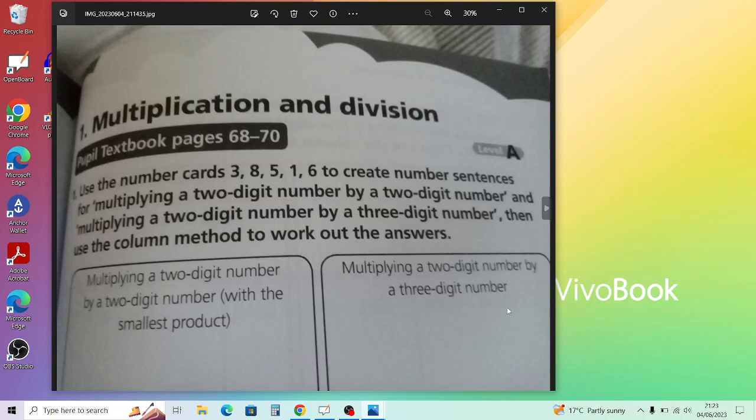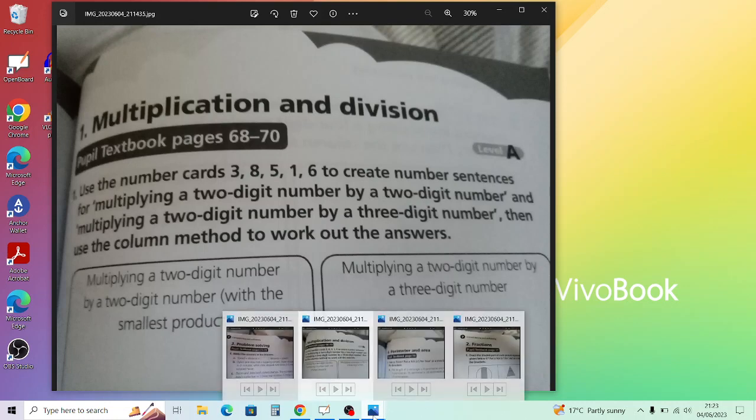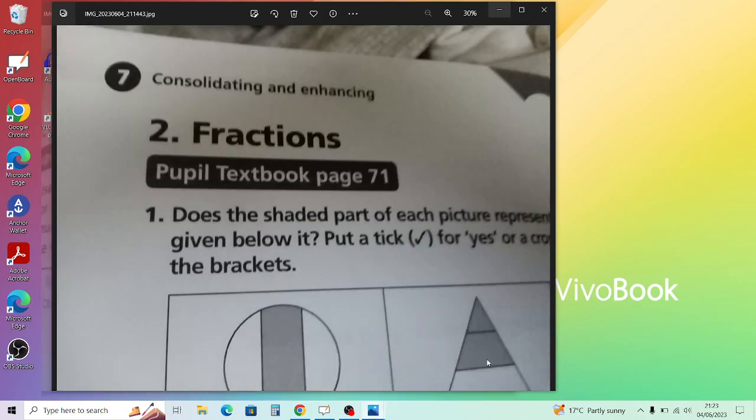Then moving on to the second part, which is called fractions. We've had introductions here, and now there's a little bit more on the fraction side of things. Does the shaded part in each picture represent the fraction given below? This is a fairly good question, I think. The first one does not represent a third. Remember that the pieces have to be split into 3 equal parts. These are not 3 equal parts. This one's far larger than these two, so that's not going to be a third.